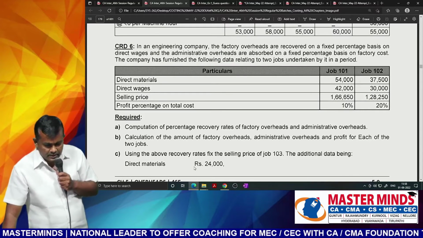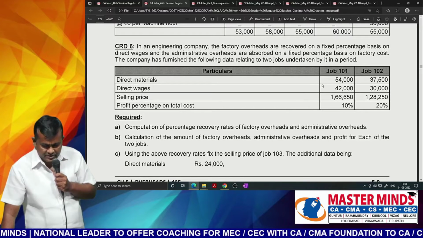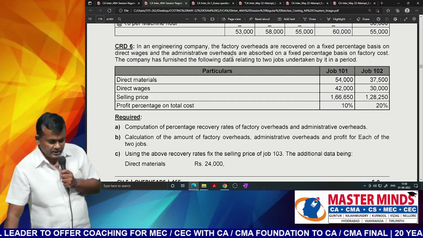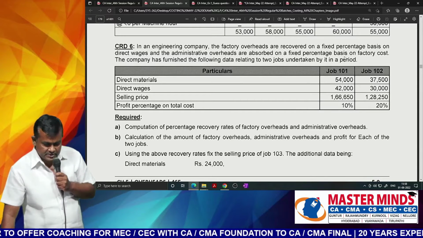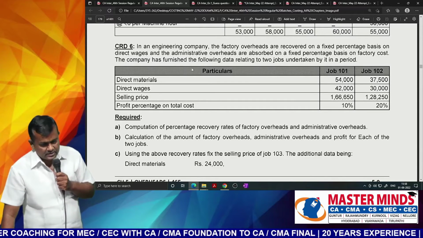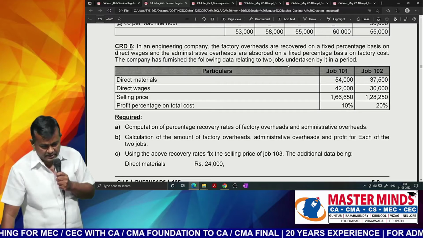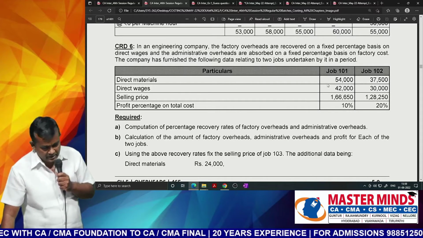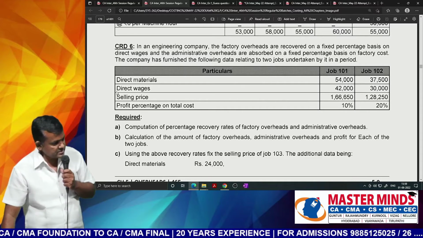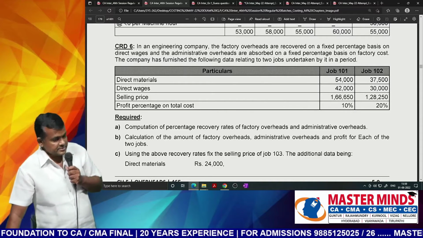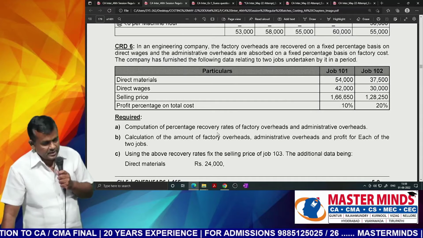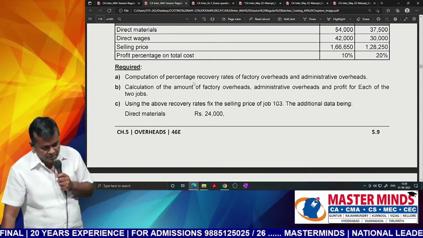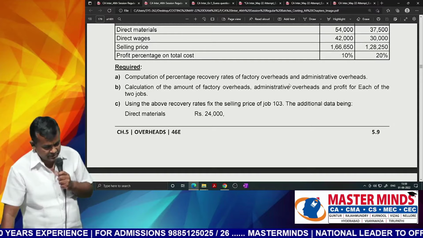In an engineering company, the factory overheads are recovered on a fixed percentage basis on direct wages. Administrative overheads are estimated on a fixed percentage basis on factory cost. The company has furnished the following data relating to 2 jobs undertaken by it in a period. So direct material cost incurred for these 2 jobs, direct wage cost incurred for these 2 jobs, selling price for these 2 jobs. Next, profit percentage for these 2 jobs. Here the question is asking to compute the percentage recovery rates of factory overheads and administrative overheads.